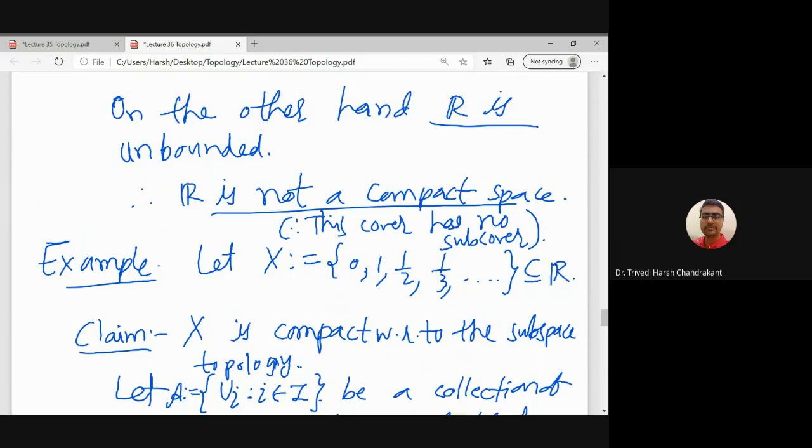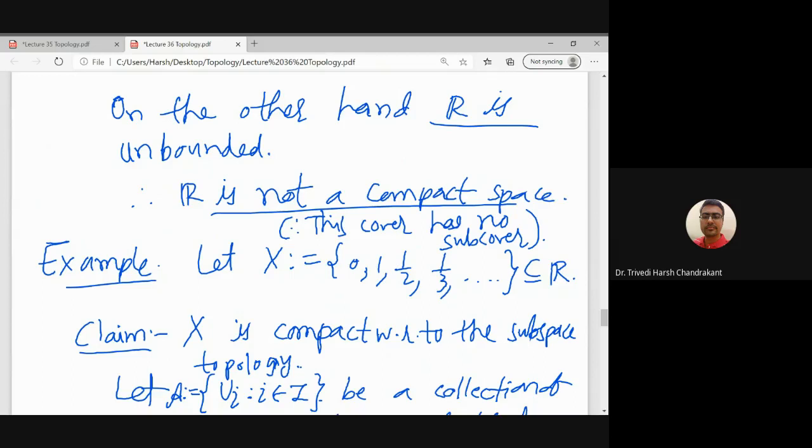So again, I'm repeating that we are proving here R is not compact. If I want to prove a topological space X is compact, I need to show that every open cover has a finite subcover. If I can show that property, then the topological space is a compact space.